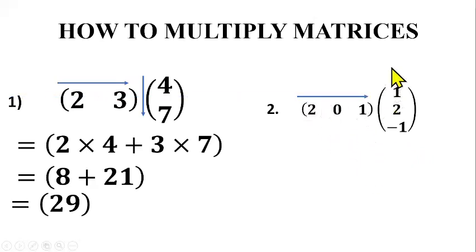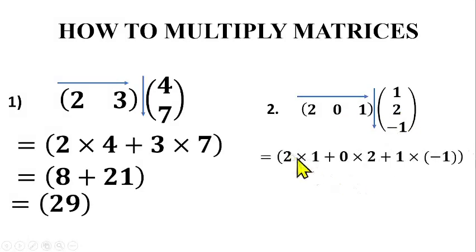Then how do we multiply? The row of the first matrix will multiply the column of the second matrix. And how do we do that? 2 will multiply 1 plus 0 will multiply 2 plus 1 will multiply minus 1. Do you understand that? 2 will multiply 1, 0 will multiply the 2 at the middle, 1 will multiply minus 1. So we have 2 times 1 plus 0 times 2 plus 1 times minus 1.